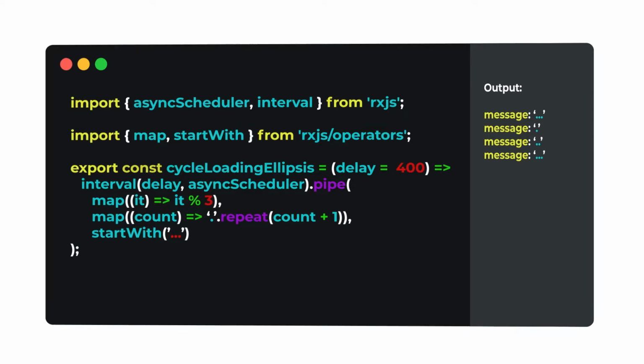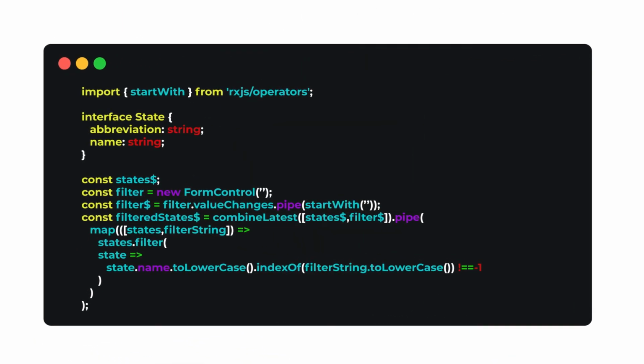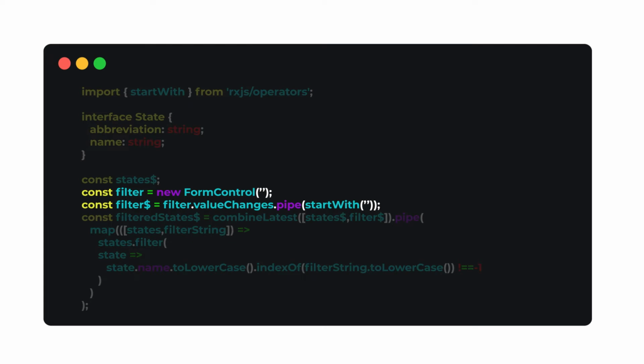Let's look at a use for startWith in setting up a live search. We start with a new form control and pipe into its value changes observable stream. This emits a new value when the value changes on the control. Within that pipe, we add the startWith operator. This will start the stream off for us with an empty string to ensure that until the user inputs, our list of states will show.